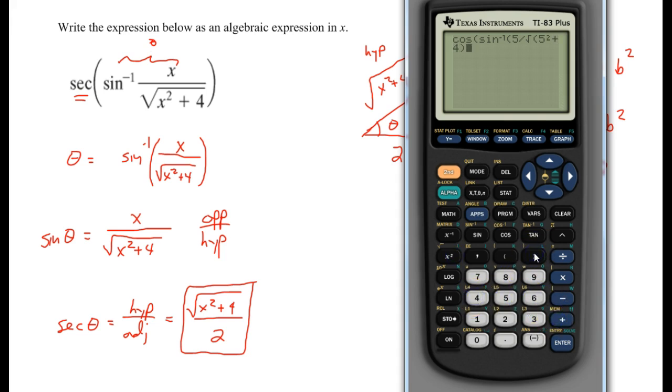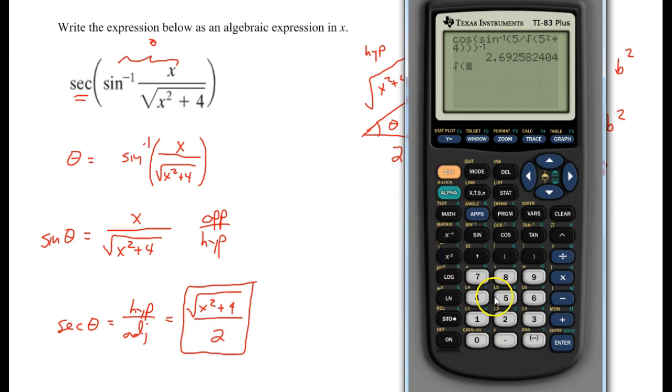Close that. That closes the square root. Close that. That closes the arcsine. Close that. That closes the cosine. And then we need a -1 to make it secant. So there's what we get if I plug into this in the beginning or the end.